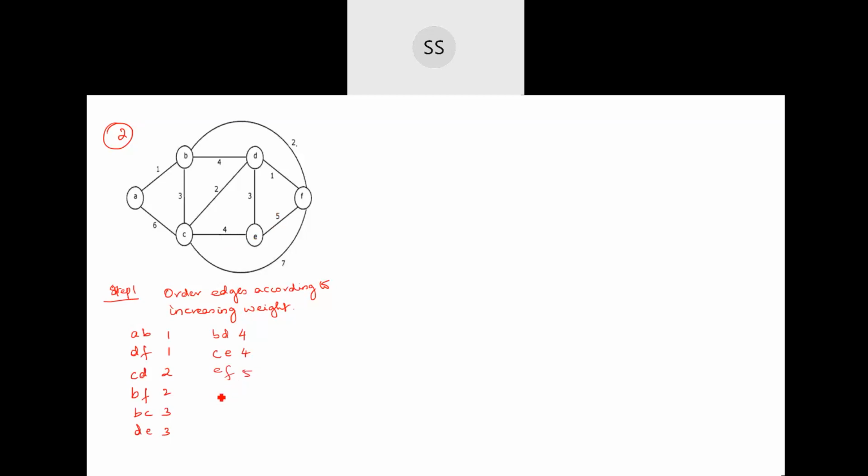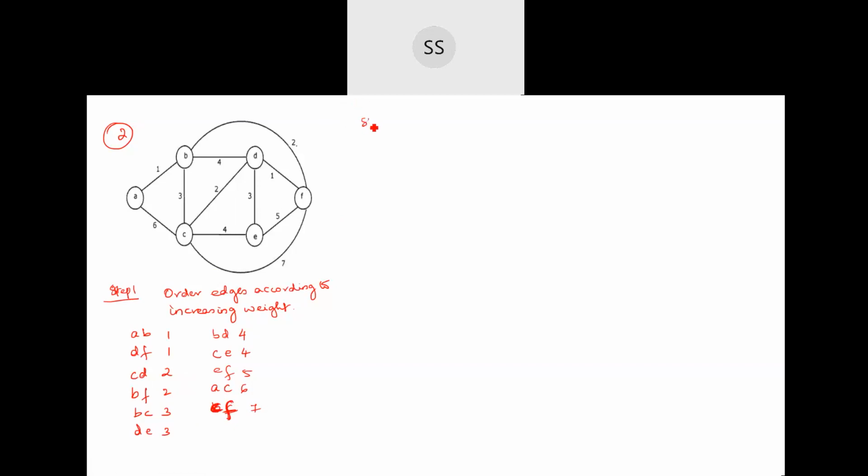Then I've got AC which has got value 6 and I've got BC which has got value 7. No, sorry, CF, I'm sorry. It is said to be CF. CF has got the value 7. That was my mistake. I'm really sorry. So I've got these edges in hand in the increasing order of their weight. Now that was my first step.